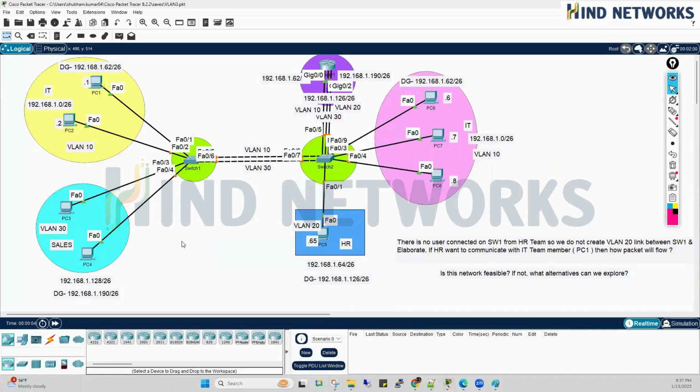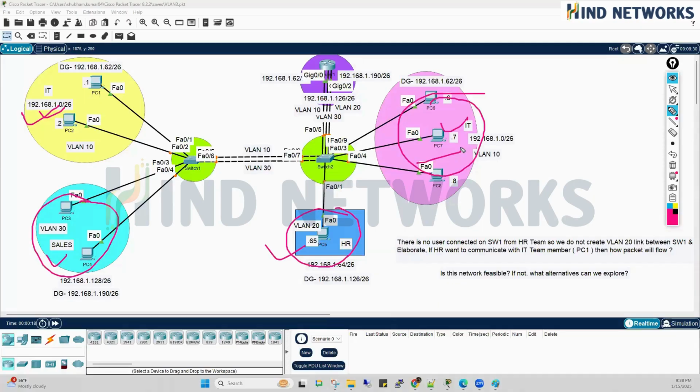Now see this topology. In this topology again, we have everything. See, we have an IT department with a different network, a sales department with a different network, an HR department with a different network, and again an IT department with a different network.